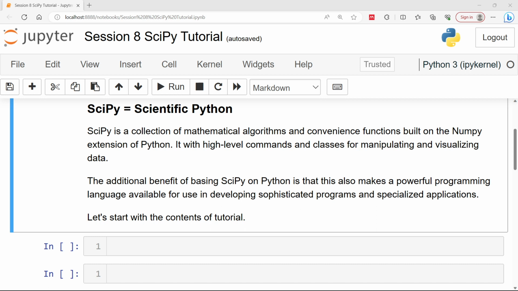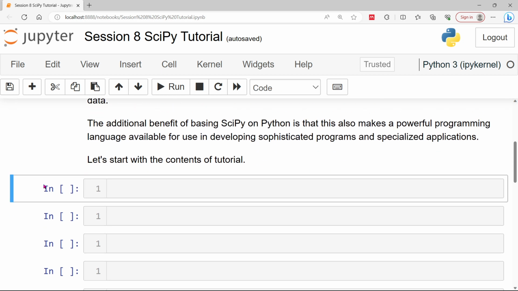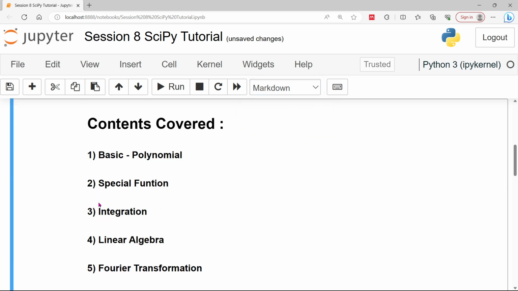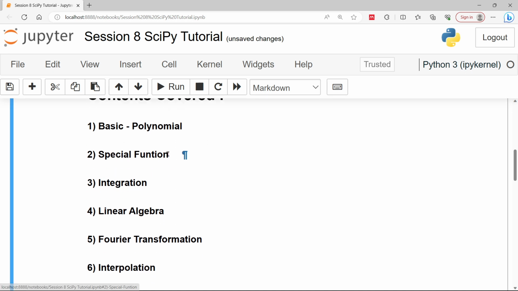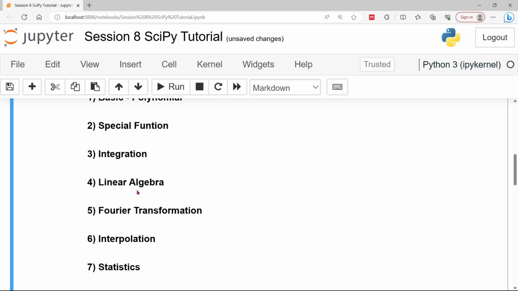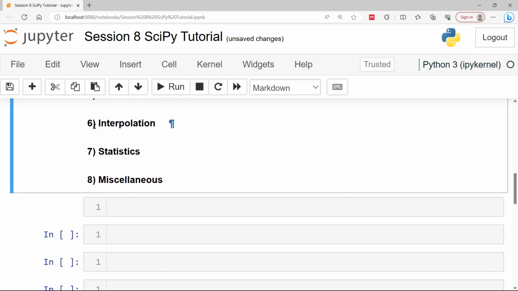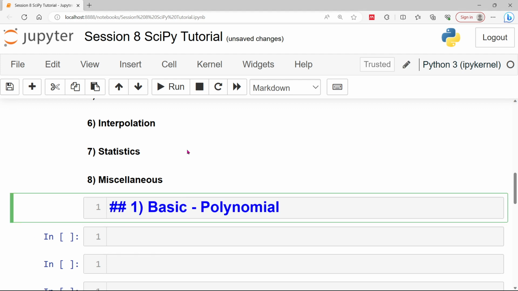So what does the content cover? We are going to cover this. Let me first make it markdown and then copy. So we are going to cover basic polynomials and special functions inside Python. Then we will cover integration, linear algebra, Fourier transformation, interpolation, statistics, and miscellaneous things, others also, right? So first we are going to discuss the basic polynomial.